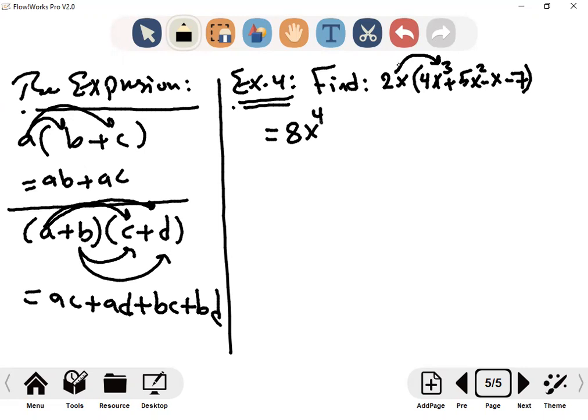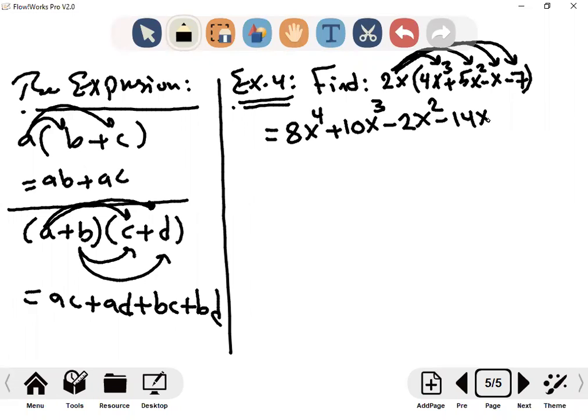Now 2x multiply 5x power 2. 2 times 5, 10. x power 3. 2x multiply negative x, 2 multiply negative 1, negative 2, right? x times x, 1 with 1, right? Now 2x multiply negative 7, negative 14x, right?